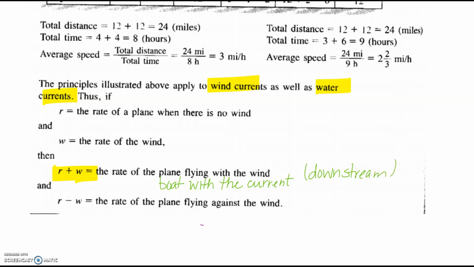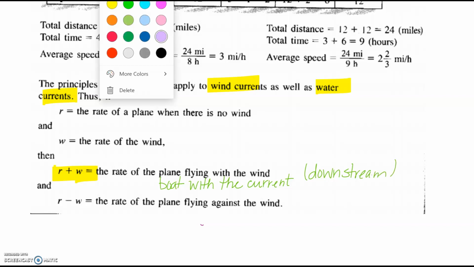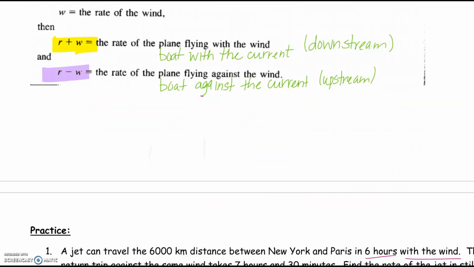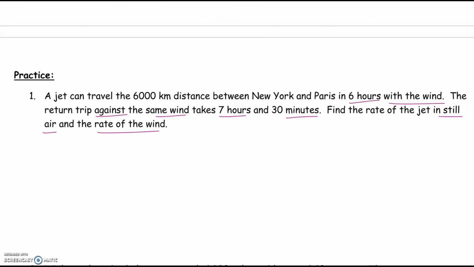R minus W is going to represent the rate of the plane flying against the wind, or the rate of the boat against the current, which means upstream. All right, so let's see if we can apply this to some of these problems on the back side.